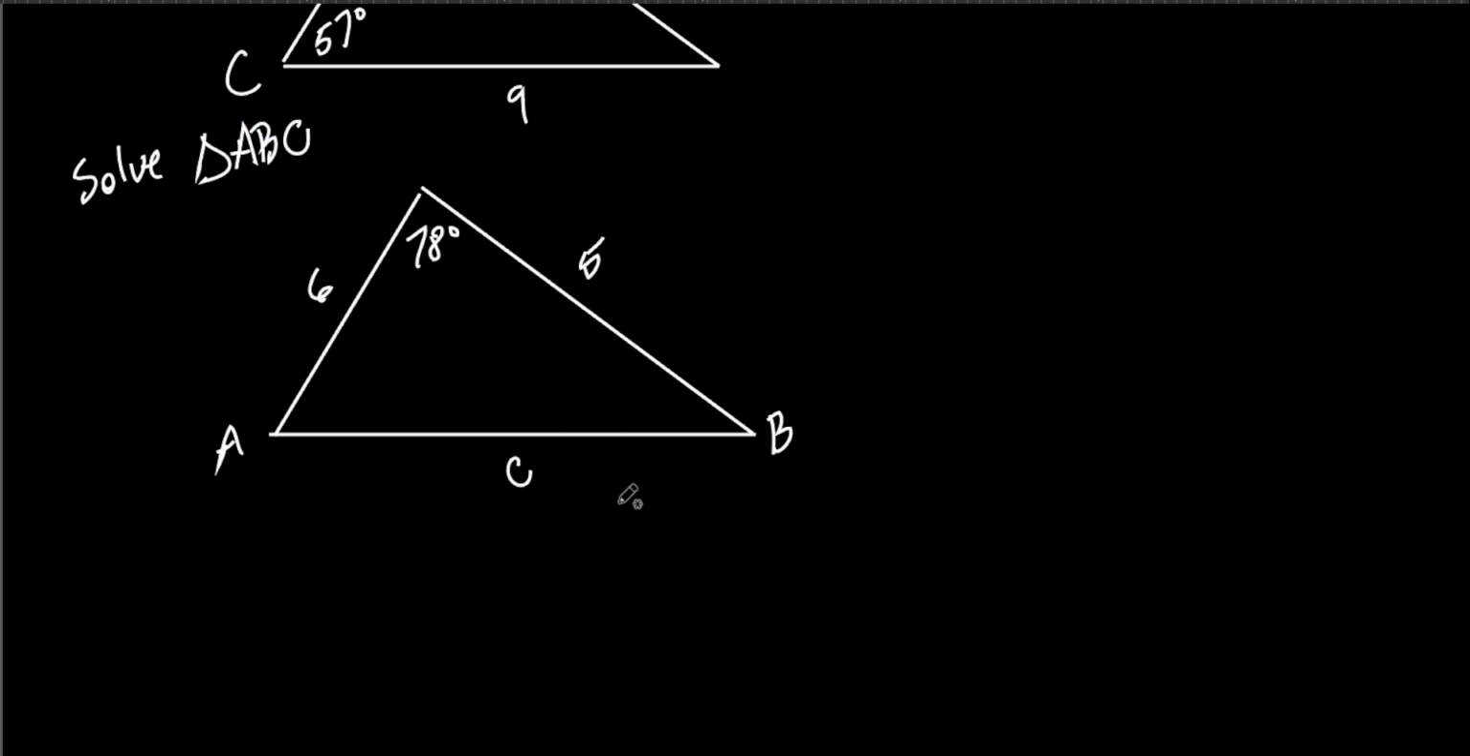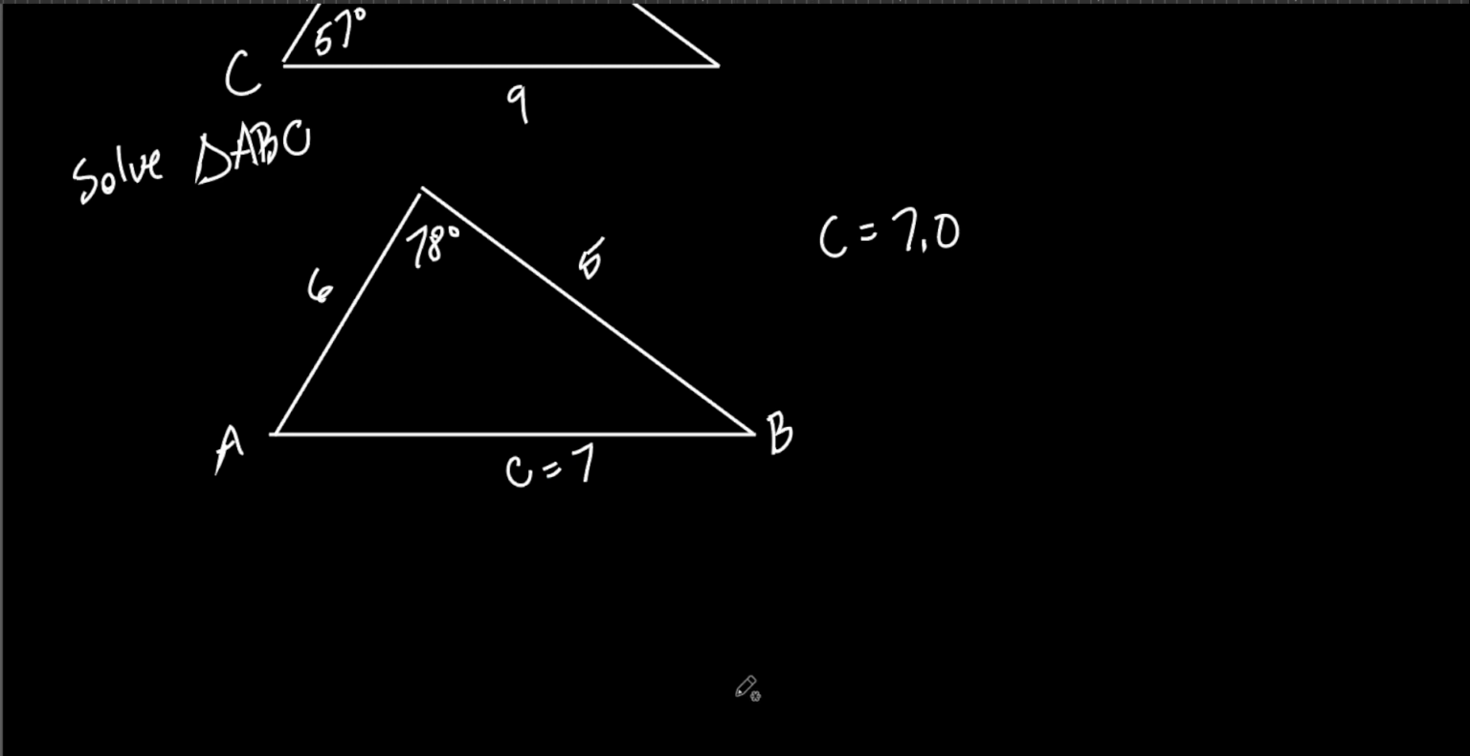Well, what's the one thing I can find right now? I can find C, can't I? So I do exactly what I just did a second ago. I'm not going to do the work just because of time. So if you solve for C, it's 7.0. It's approximately 7.0. All right? So that's what this is. We'll just put a 7 right there.